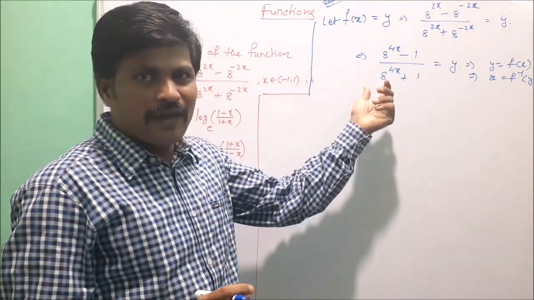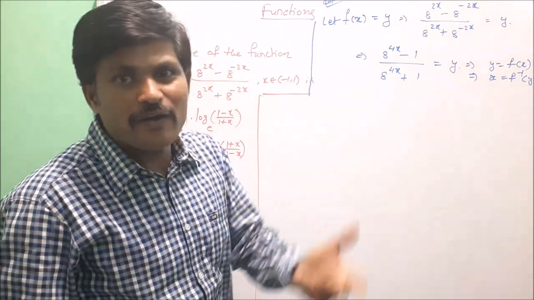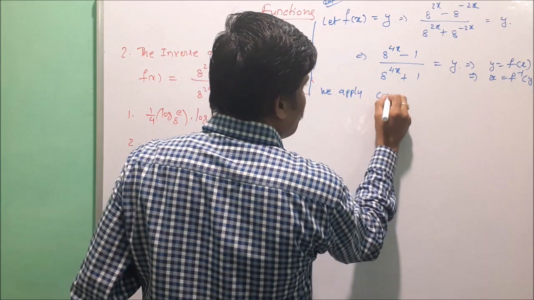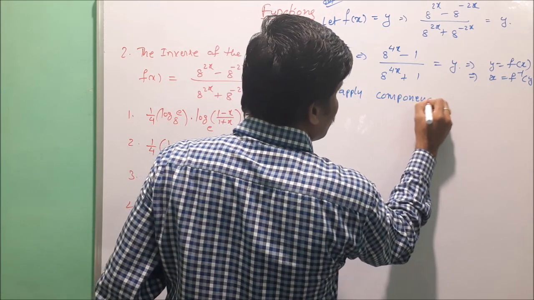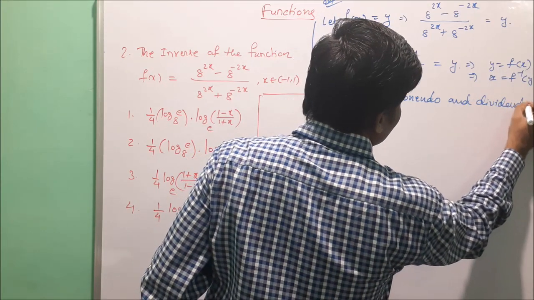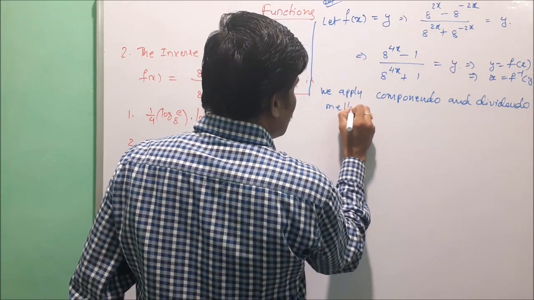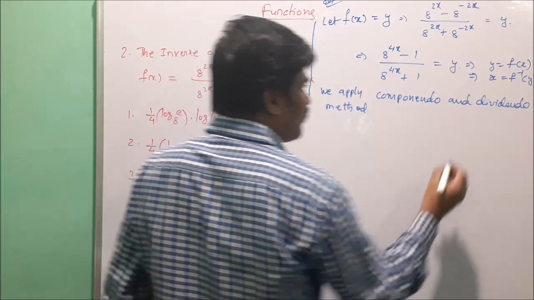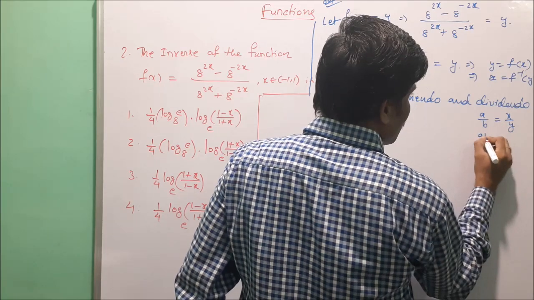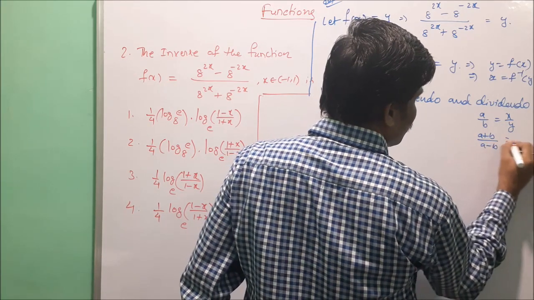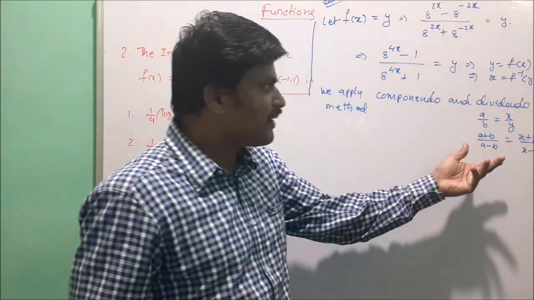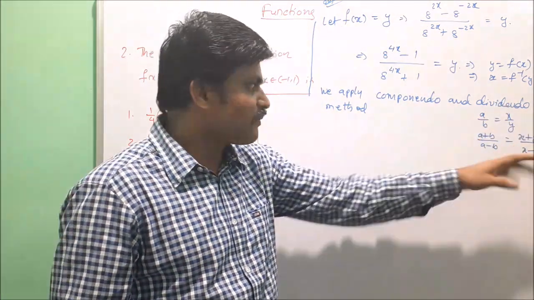Now here we apply the componendo and dividendo method. The process of this method is, for example, a by b equals to x by y. Here a plus b by a minus b equals to x plus y by x minus y, or a minus b by a plus b equals to x minus y by x plus y.